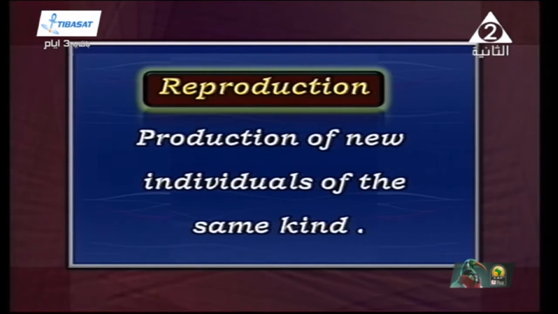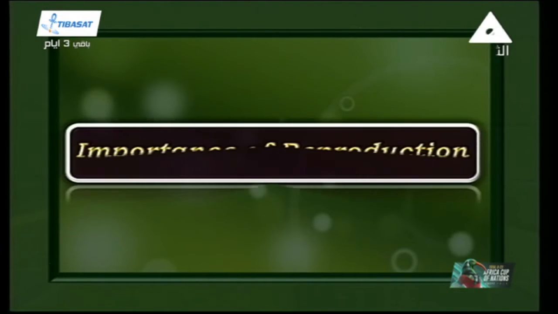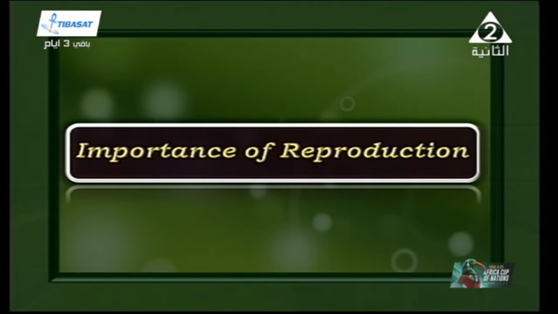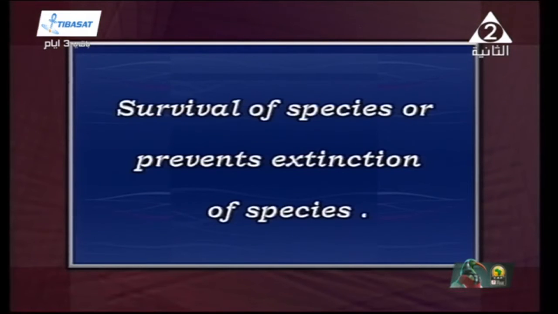But what about the importance of reproduction in living organisms? We have different importances for reproduction. Like what? Like survival of species, or preventing extinction of species. Extinction means they are dying out, like dinosaurs, which absolutely disappeared. This is the meaning of extinction of a species.